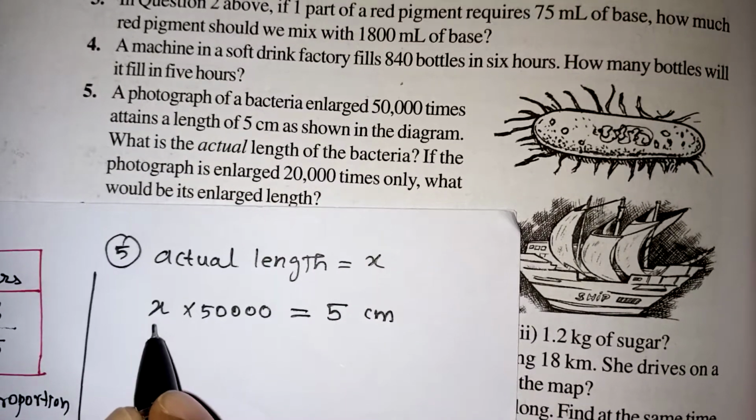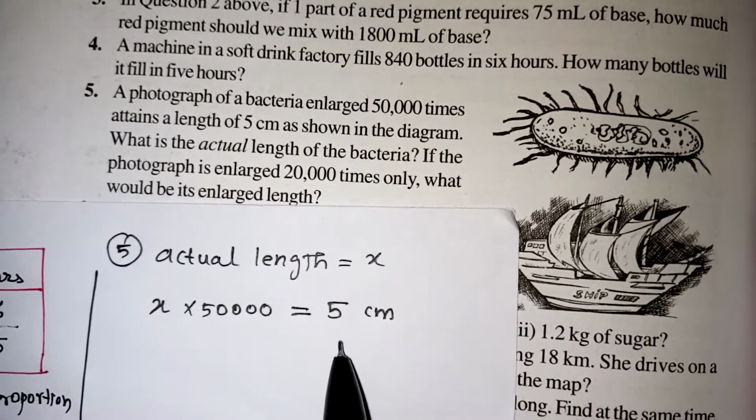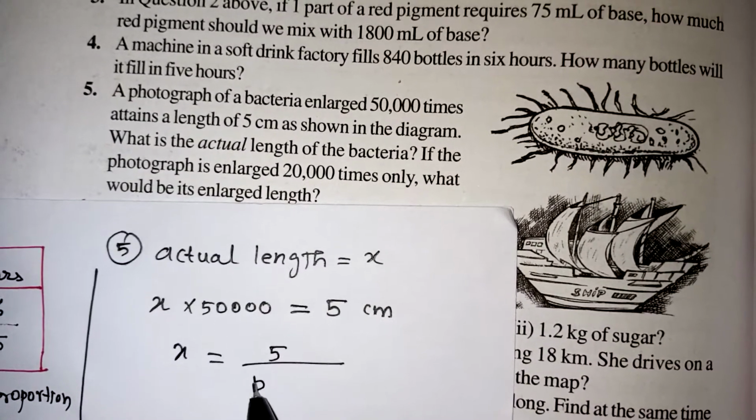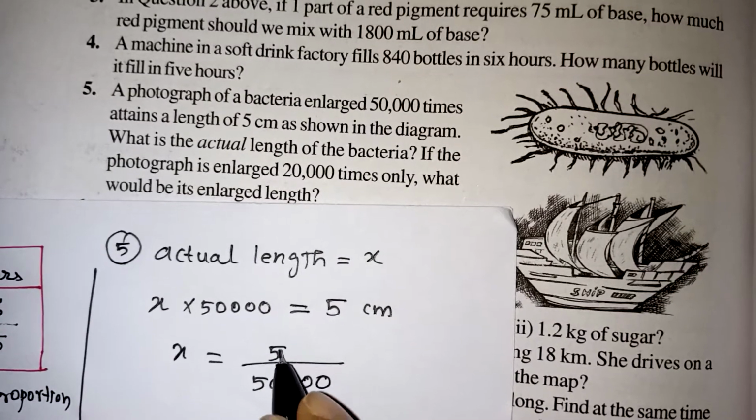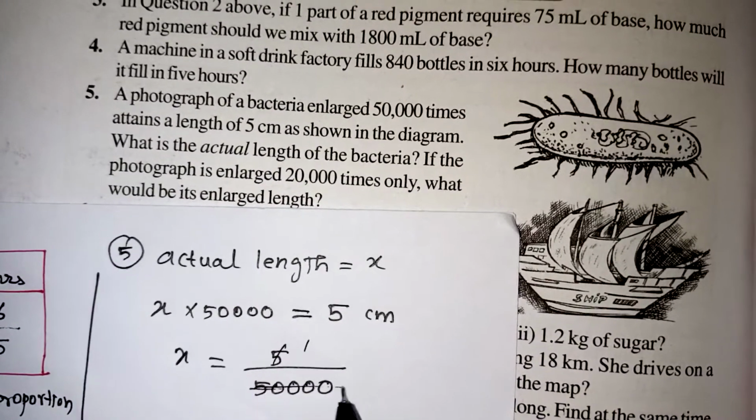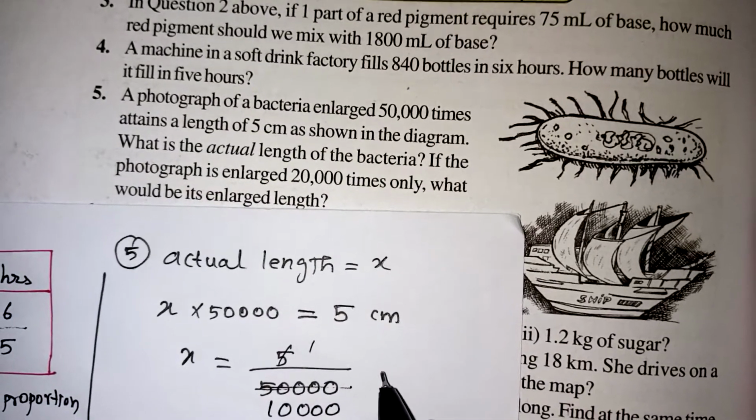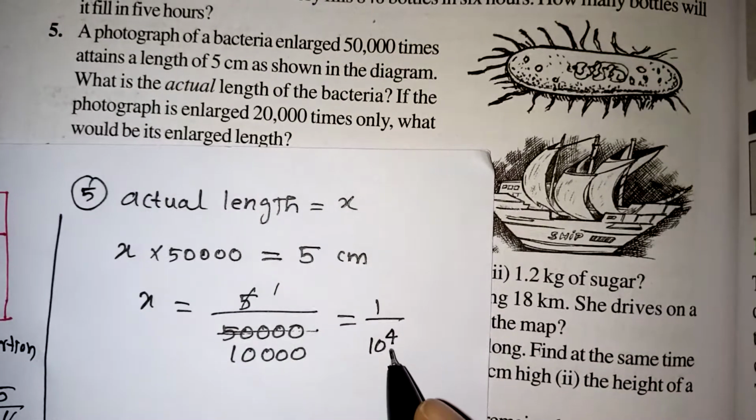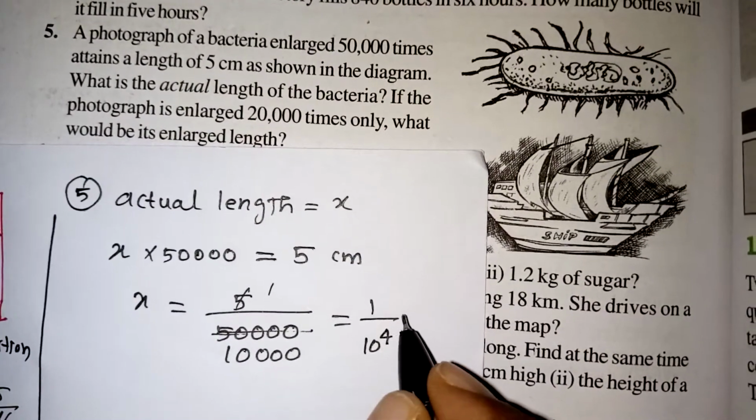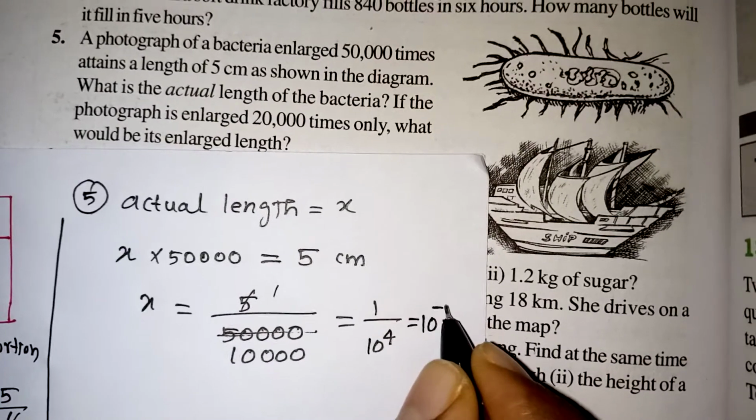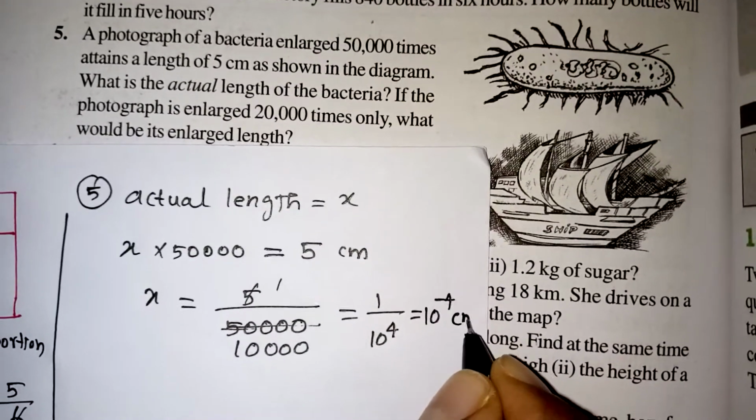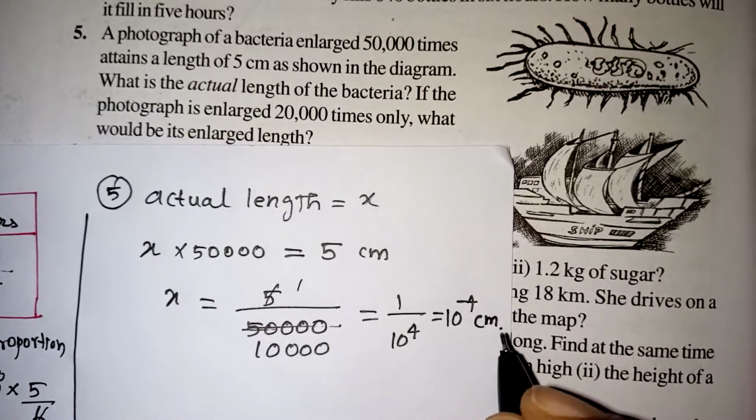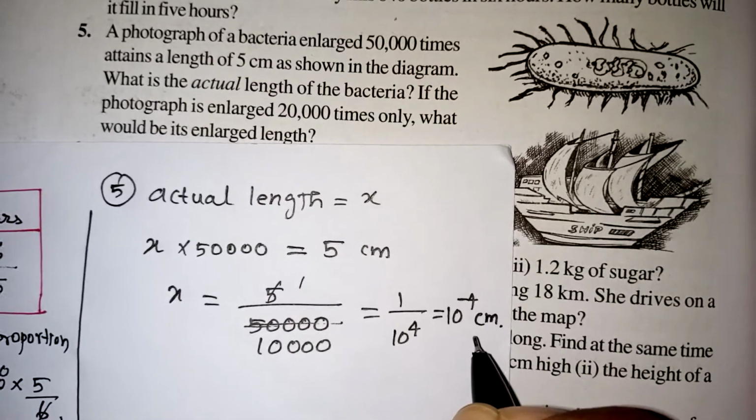Now we want to get only the X value. So the multiplication by 50,000 you bring to that side, and that will become division. X is equal to 5 divided by 50,000 we have to write. 5 ones are 1 and all the zeros will be taken as it is. This is 1 by 10 power 4 we can write. When the denominator 10 power plus 4 is there, when we bring it to the numerator, definitely it will become a minus 4. So 10 to the power minus 4. The given question is in centimeter, so the answer also will be in centimeter. So the actual length of the bacteria is 10 to the power minus 4 centimeter. It's very minute. That's why we are getting the negative power.